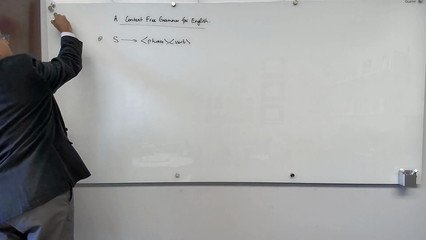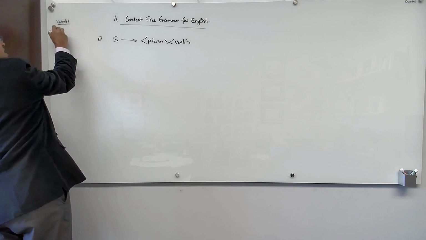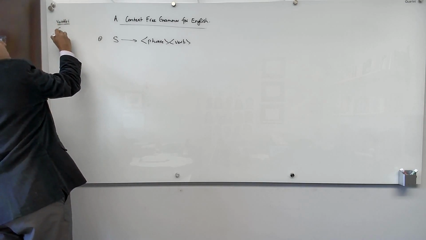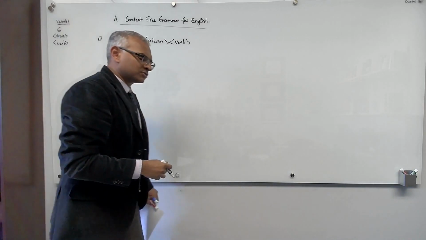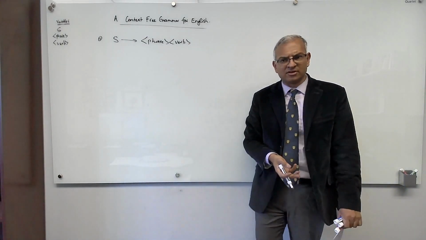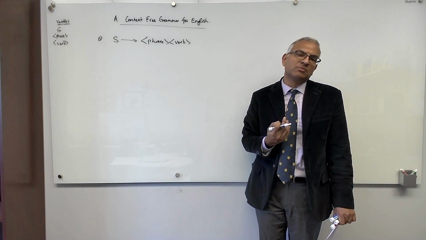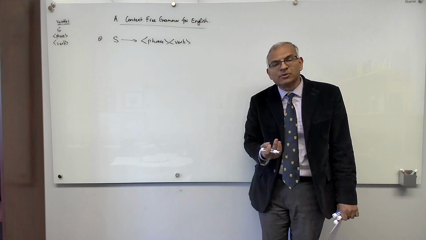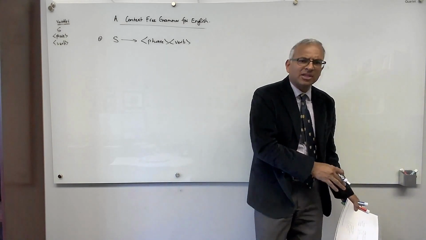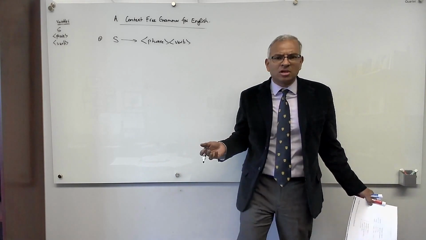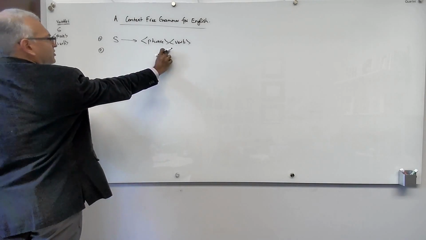So let me list my variables. So far I have the variables S and phrase and verb. So this is an example where I'm choosing unusual names for my variables, and that's because it's going to make things a lot clearer with respect to English, which we're familiar with. So in English we're familiar with phrases and verbs and so on and so forth. So I'm going to write my context-free grammar using the terminology that we're familiar with. Okay. Now, what can you do with a variable phrase?